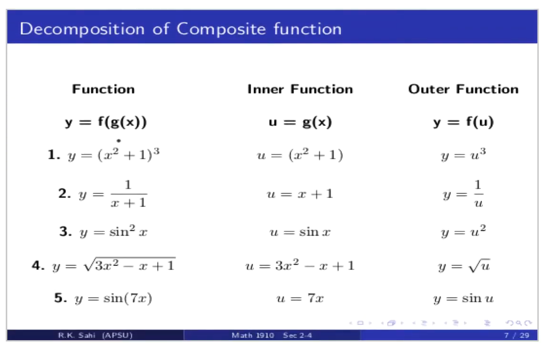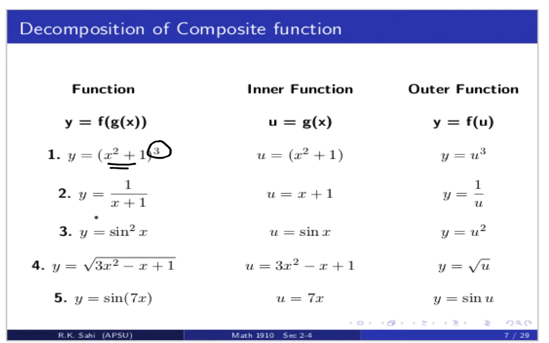So here's the function f of g of x. The first function is x squared plus 1, cubed. Remember, this is exactly what we started the whole section on chain rule with. So what is the inner function? The inner function is x squared plus 1. Outside is the cubic function. So the outer function is u cubed. The inner function u is a squaring function, x squared plus 1, whereas the outer function is u cubed.